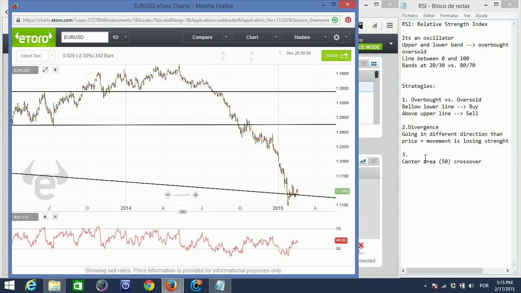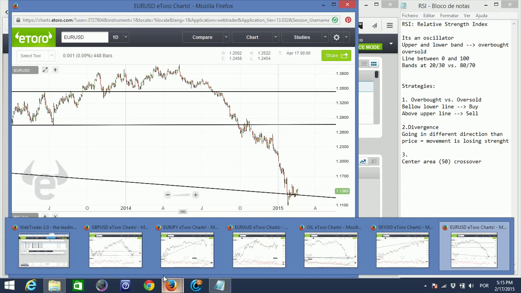Okay. Strategy number 3 is every time that you will go above the 50 level. You can see that at the moment we're close to it. If we go above it, we can buy. If we go below it, we can sell. This will give you lots of signals, lots of buy and sell signals. So I'm not going to focus on that strategy for this video.